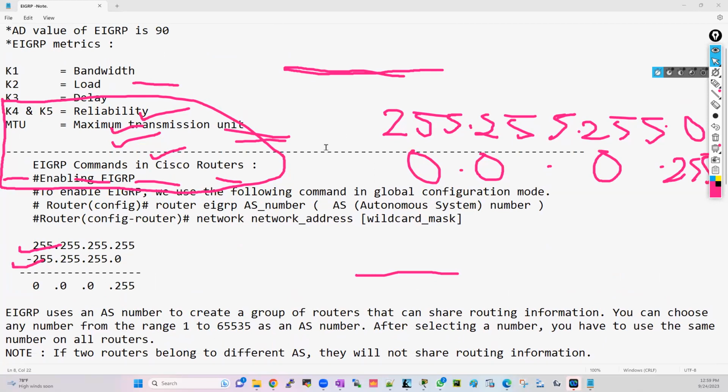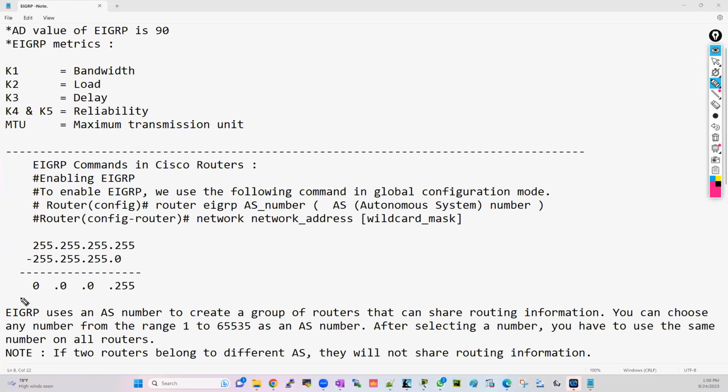Wildcard is the inverted subnet. We get it by subtracting the subnet mask from 32 bits. So what we subtract, the result will become our wildcard mask. Why we need to use the wildcard mask, I will tell us when we are configuring the EIGRP.